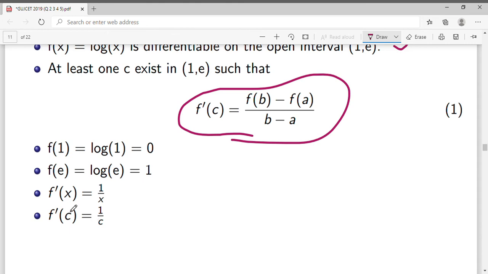Now find derivative. So derivative of log function is 1 upon x. So f dash x is 1 upon x. In this function x is replaced by c. So we get f dash c equal to 1 upon c. So here we have all the values. Okay. Now put all these values in this equation number 1.